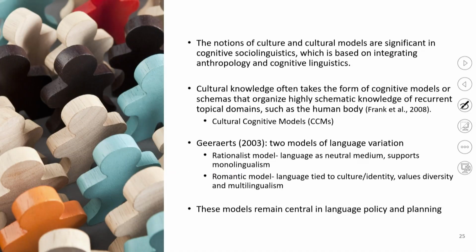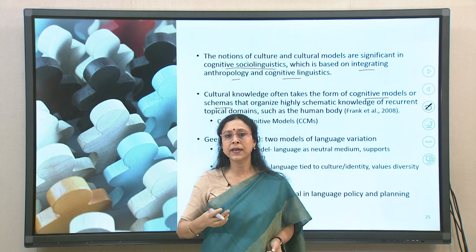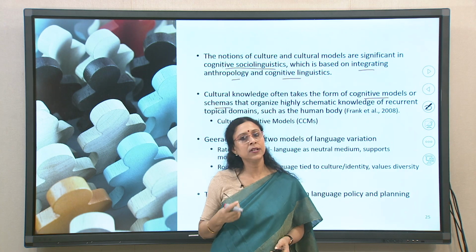Now, let us look at the language, culture and ideology aspect within this. Now, the notions of culture and cultural models are significant in cognitive linguistics, and now also in cognitive sociolinguistics, because this is based on integrating the anthropology and the cognitive aspect of linguistics. So, cultural knowledge often takes the form of cognitive models or schemas. Often we understand multiple things as having a schematic underlying representation. For example, the notion of source path goal, the SPG schema, is an important notion within cognitive linguistics.